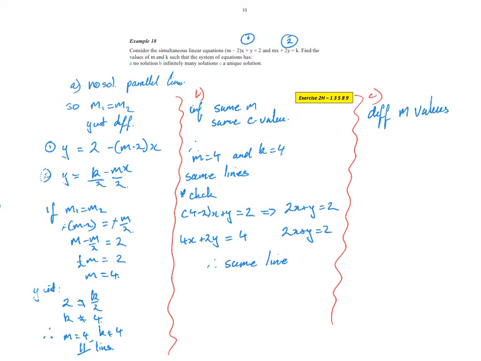So if we know that for m equal to 4 the gradients are the same, what we need is m not equal to 4. And the k value can be anything. So we might write k as an element of R, which we may have seen, but really what that's saying is that k is an element of the real numbers, which means k can be any value.